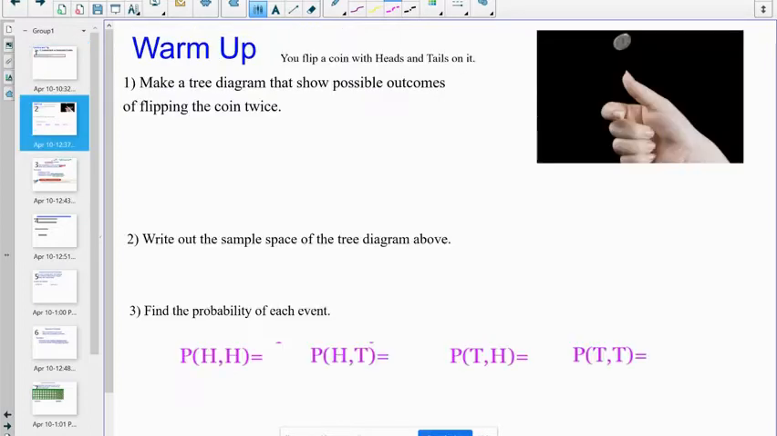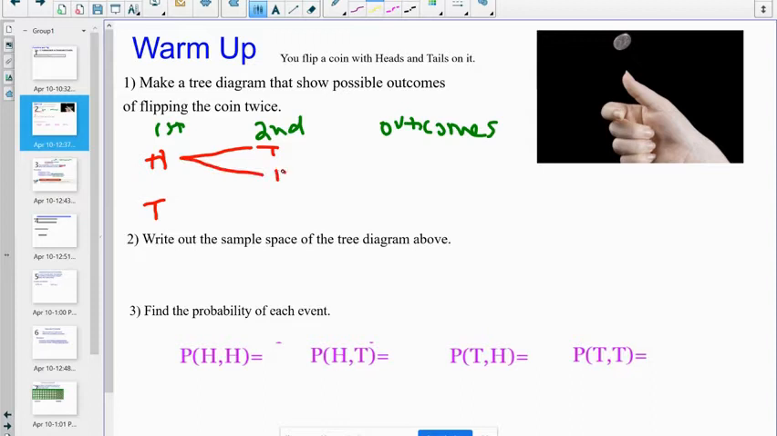So moving forward, our warm-up here, this is a little review, we're going to make a tree diagram showing the possible outcomes of flipping a coin twice. So we have the first flip, second flip, then our outcomes. For that first flip, remember, what are your two options when you're flipping a coin? Heads or tails. If you flip heads first, you could get tails second, or you could get heads second. And the same goes for the tails.